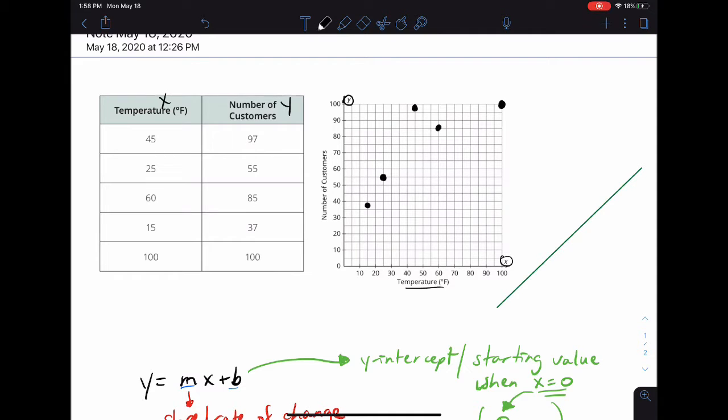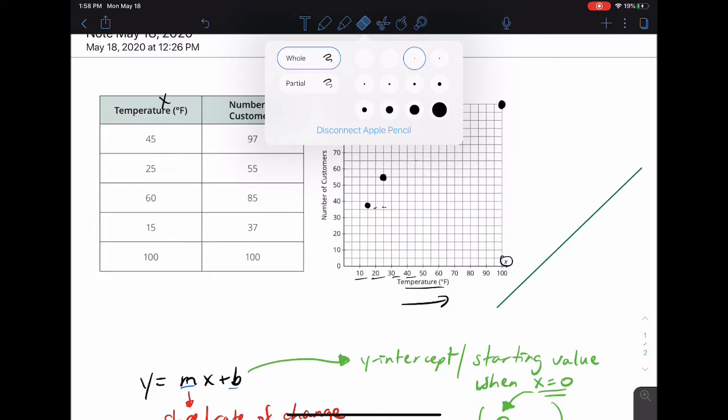What's happening here? Well, temperature is increasing. It starts with 0 and it goes 10, 20, 30, 40. It's increasing. You can see the dots are moving to the right. So this is the first dot, second dot, third dot, fourth dot, fifth dot. The dots are moving to the right.